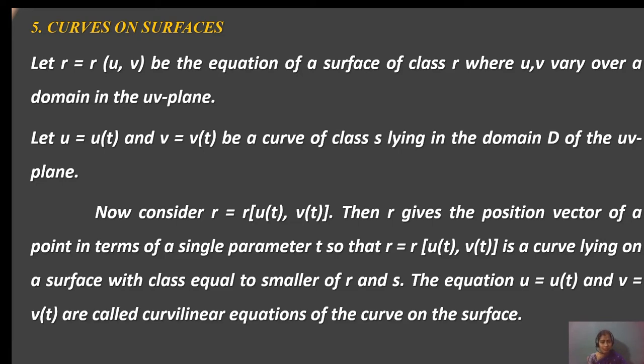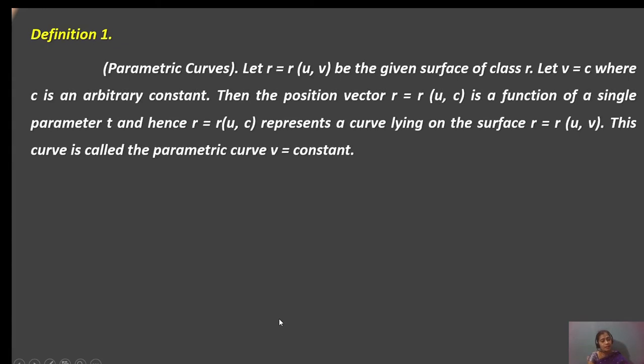Now let r = r(u(t), v(t)). This is the surface of this form, and the equations u = u(t) and v = v(t) are called the curvilinear equations of the curve on the surface. Both u and v are given in the form of the parameter t. The definition first is the parametric curve.